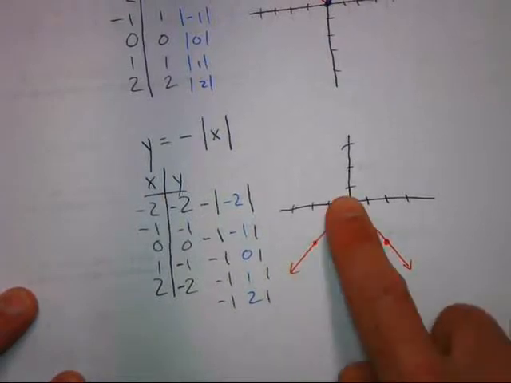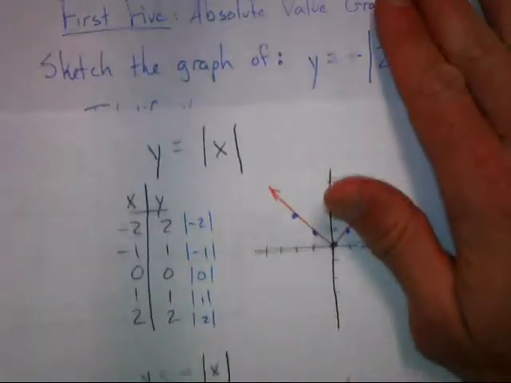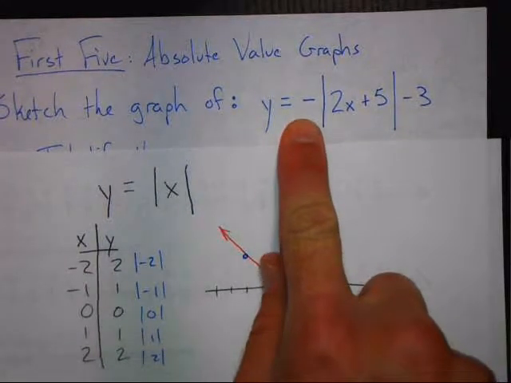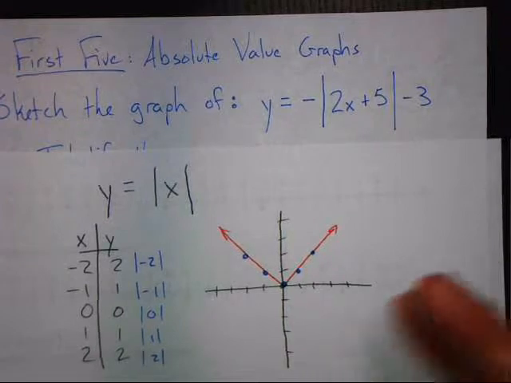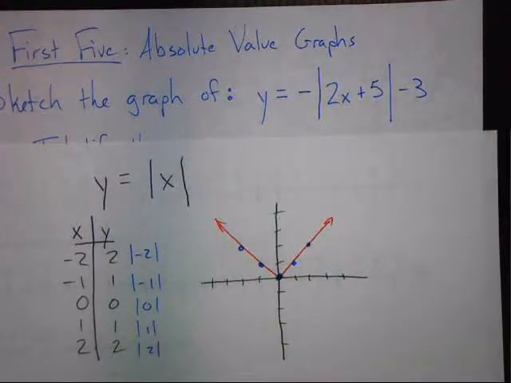Okay, so we know for absolute value graphs, if the absolute value is positive, it's going to open up. If the absolute value is negative, it's going to open down. And so we look back at our original equation, and we can tell, hey, because that negative is out there, this graph will open down. Okay, so it's going to be opening down. Well, what about the rest of those numbers? What's the deal with all of those?